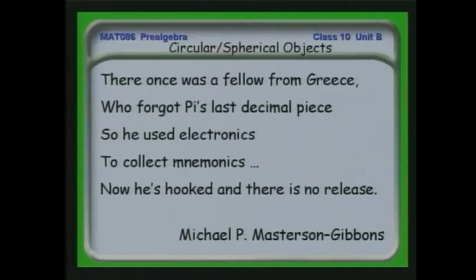There once was a fellow from Greece who forgot pi's last decimal piece. So he used electronics to collect mnemonics, and now he's hooked, there is no release.